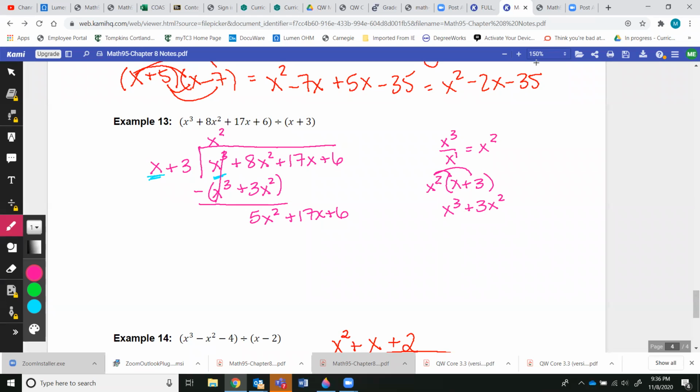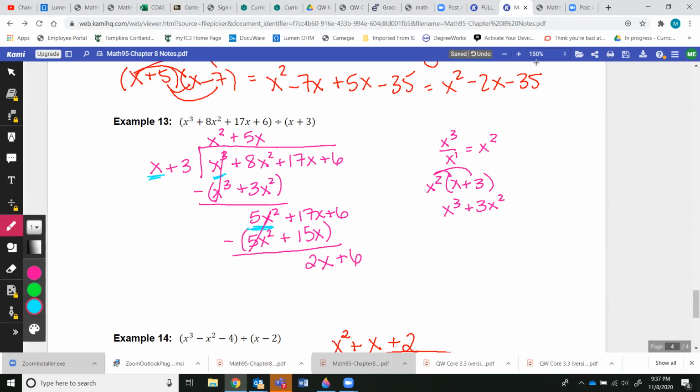Okay, so we look at leading terms again, now that we have this part down here. Then we decide how many times does x go into 5x squared? x times something equals 5x squared. That something is 5x. We multiply 5x by both of these terms. 5x times x is 5x squared. 5x times 3 is 15x. We're going to subtract both of these. 17 minus 15 is 2, so we have 2x plus 6.